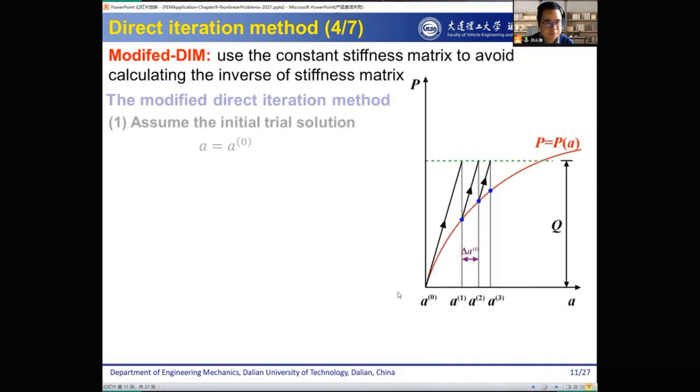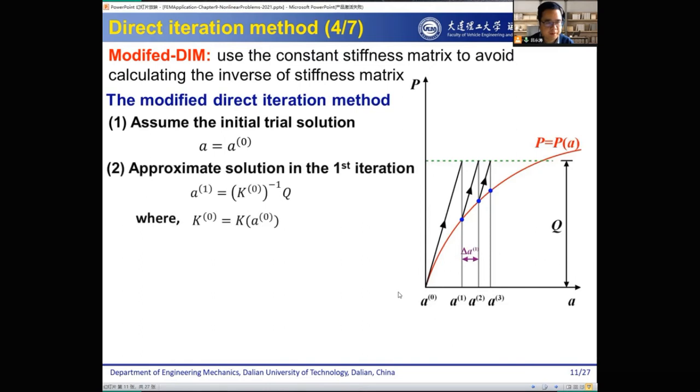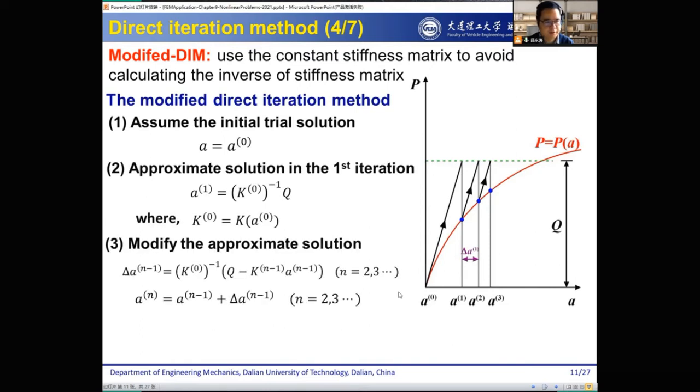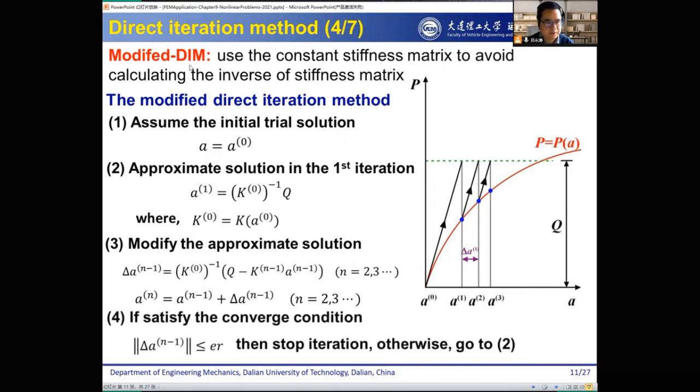So let's move to the modified direct iteration method. For the modified direct iteration method, we use a constant stiffness matrix to avoid calculating the inverse of the stiffness matrix. In the previous method, the direct iteration method, we had to keep calculating the inverse of the stiffness matrix, and that makes the calculation very expensive. But here we use a constant stiffness to avoid the calculation of the inverse.